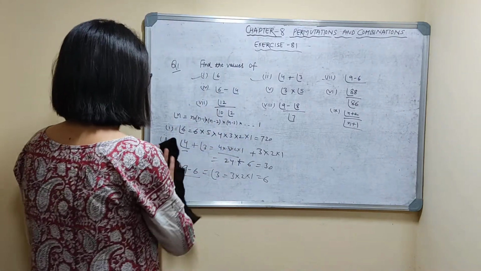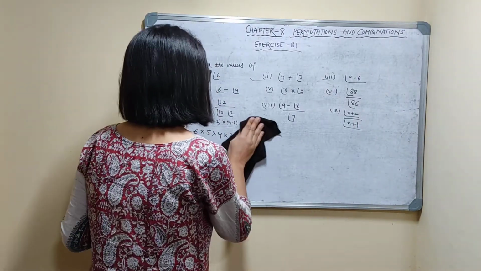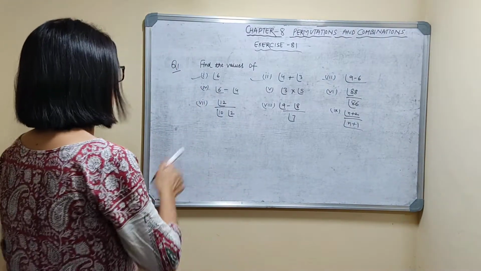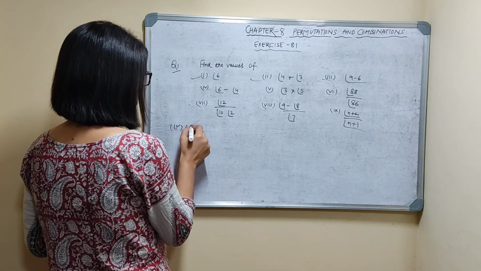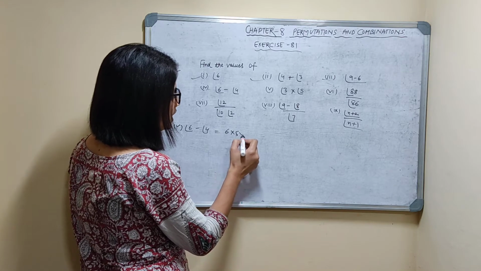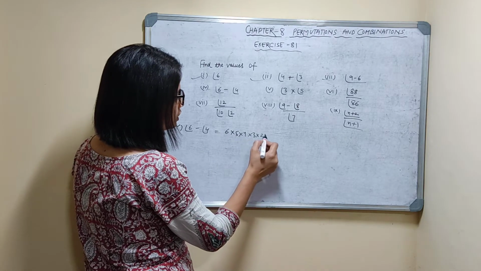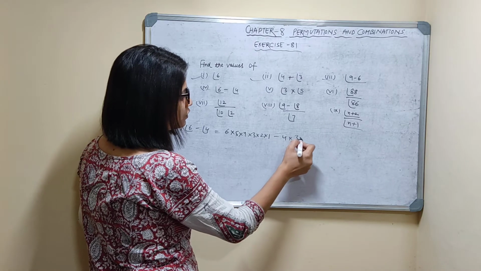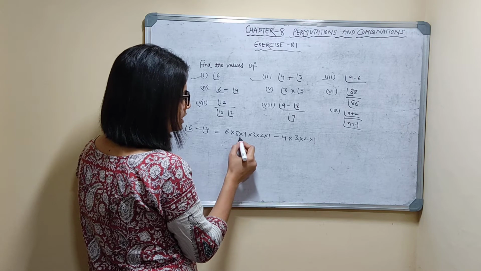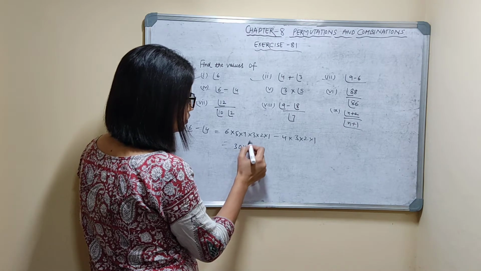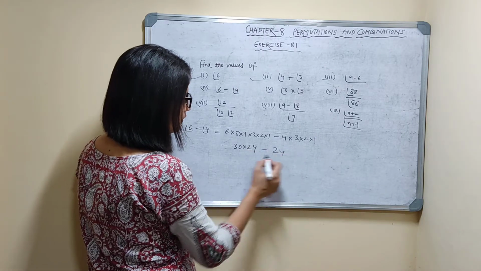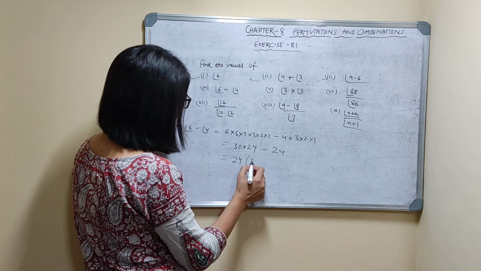Now question number 4. You can see factorial 6 minus factorial 4. Factorial 6 I can write as 6 into 5 into 4 into 3 into 2 into 1, minus this I can write 4 into 3 into 2 into 1. It will be 6 5s are 30, 30 into 4 3s are 12, 12 2s are 24, minus 4 3s are 12, 12 2s are 24. So I can take 24 common also, and 30 minus 1.